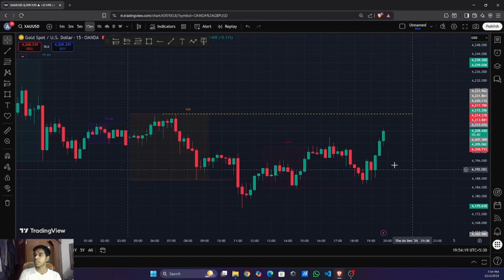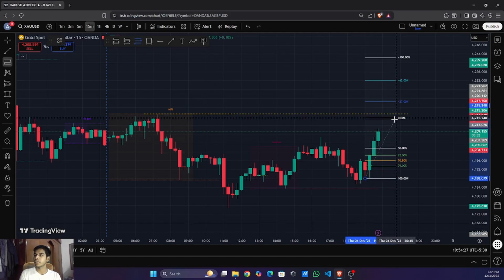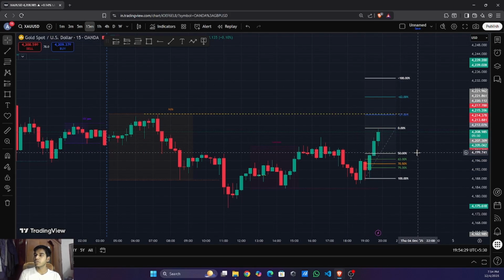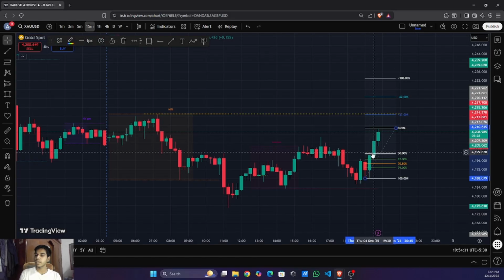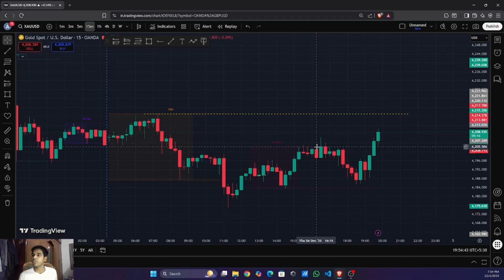Like already it has given a good displacement, but we need a retracement to enter, and gold, the problem is it doesn't retrace. I'll wait for a retracement to this fair value gap. So we are bullish in gold, 15-minute FVG, and this FVG is also the breakout of this range, so it can retest this level.